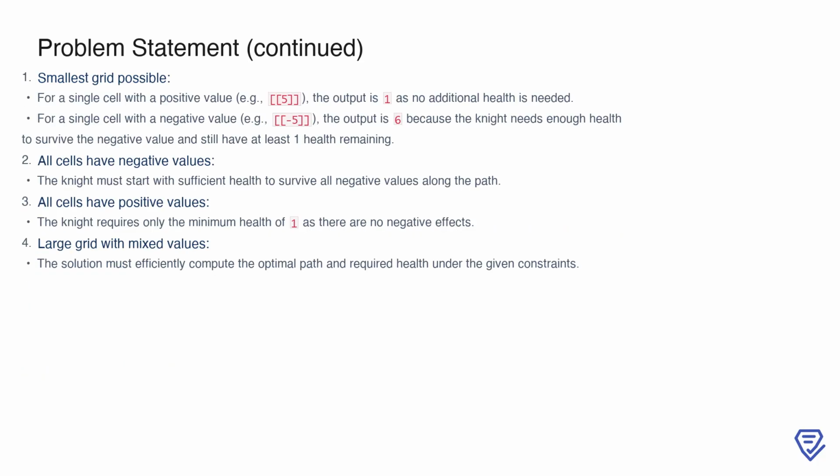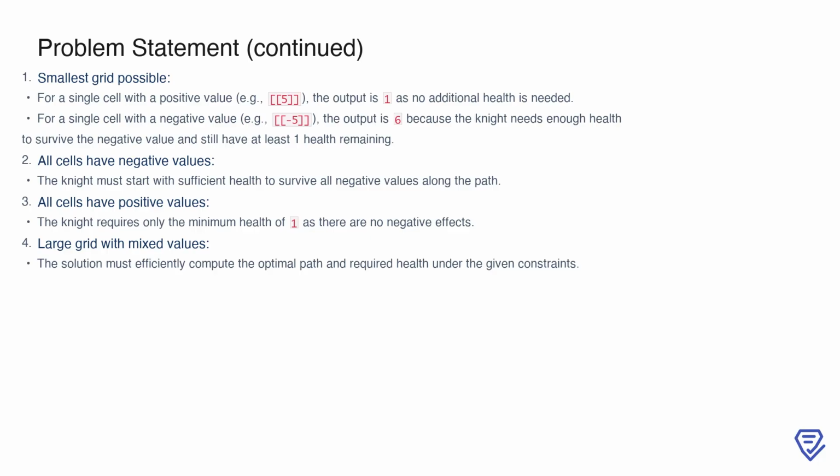There are a few edge cases to consider. For the smallest grid possible, a single cell with a positive value requires a minimum health of 1, while a single cell with a negative value means the knight must start with sufficient health to survive the negative effect and still have at least 1 health remaining.